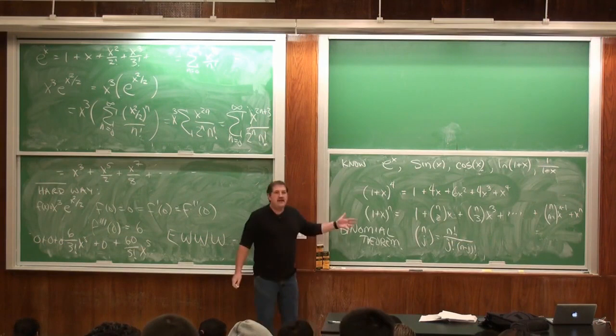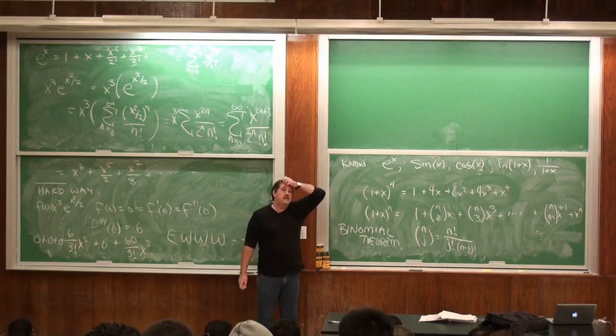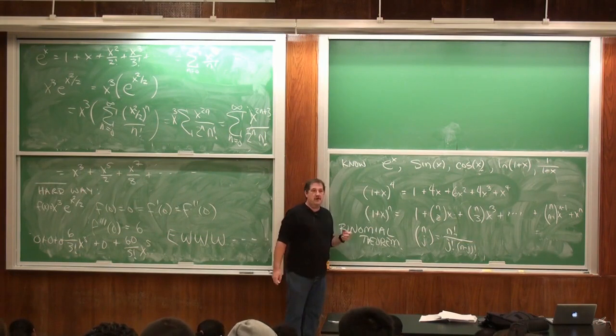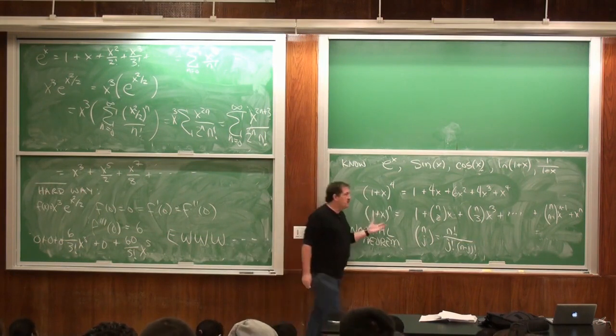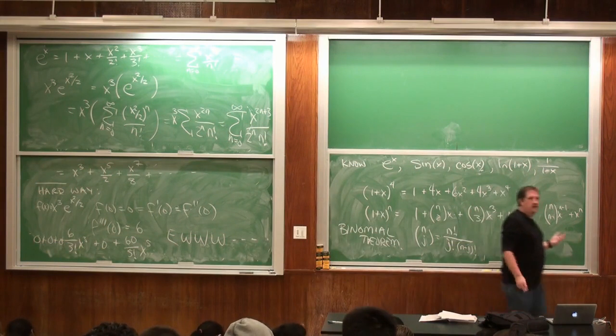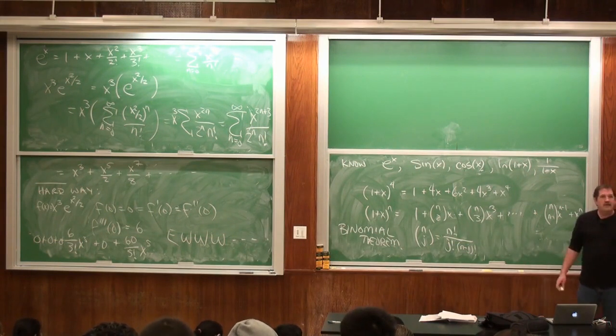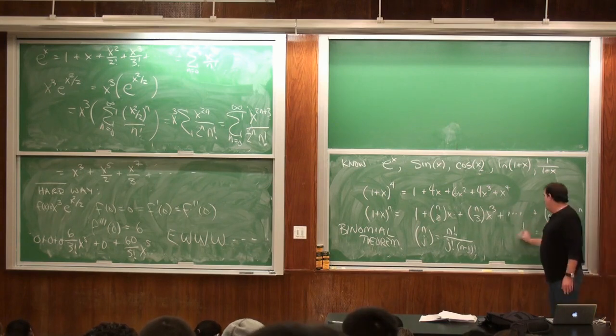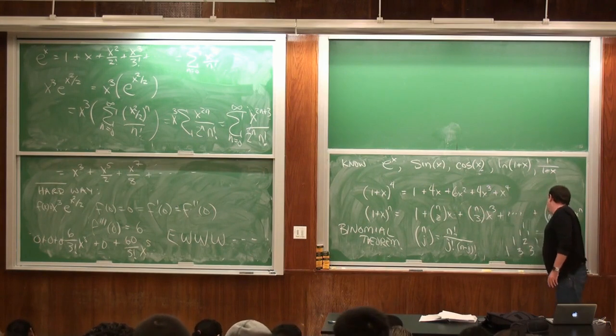And it tells us how we can expand powers of binomials, (a + b)^n. So this is also related to something you may have seen called Pascal's triangle. These numbers are the numbers you get out of Pascal's triangle: 1, 1, 1, 1, 2, 1, 1, 3, 3, 1, 1, 4, 6, 4.